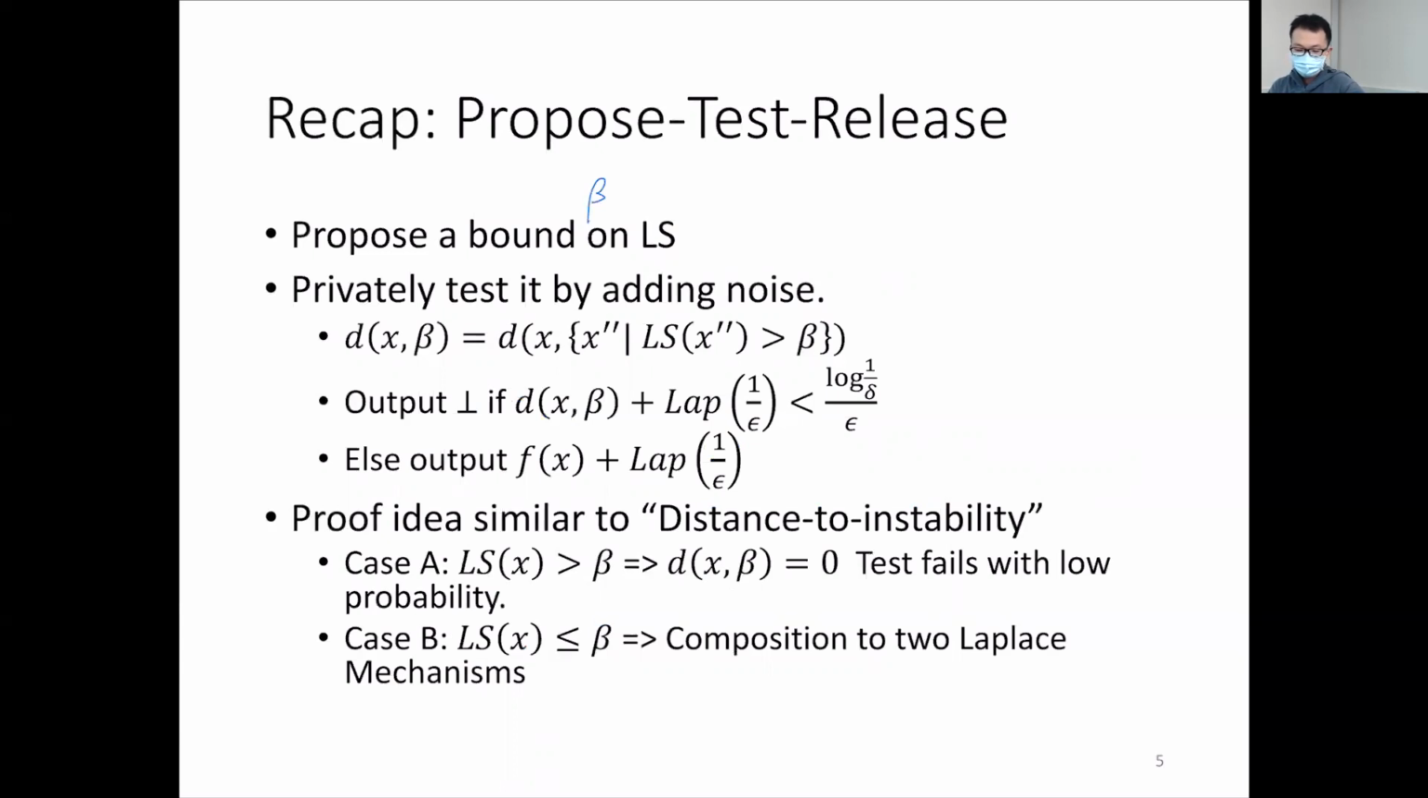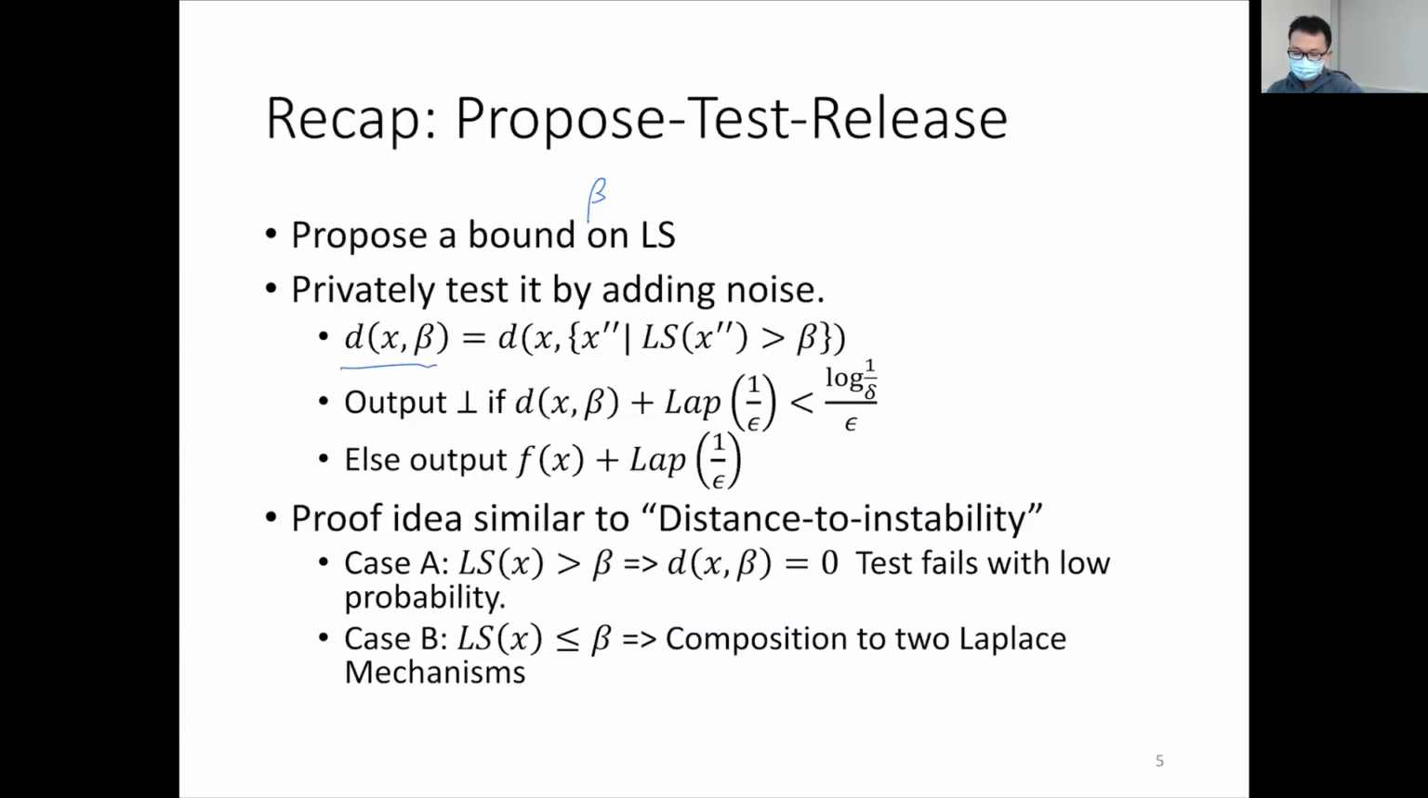So this is a similar function, but now parameterized by this beta parameter. If you choose this beta to be 0, it recovers the same distance to instability function that we defined earlier. But for the more general beta, this means how close x is to the set of data sets where the local sensitivity is larger than beta. Right, so this requires that in the local neighborhood of x, so not just x itself, but also in the local neighborhood of x, the local sensitivity is smaller than this proposed bound beta on the local sensitivity, right?